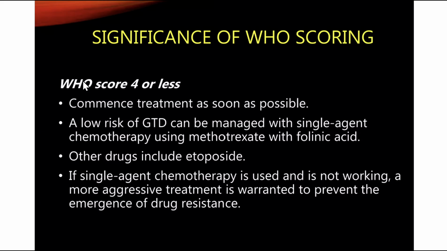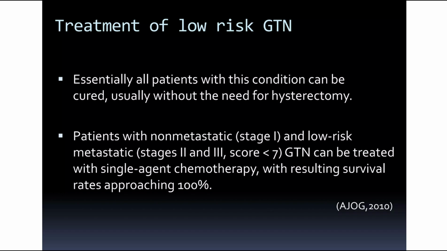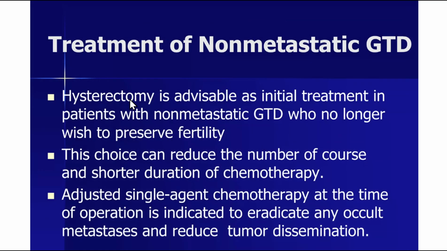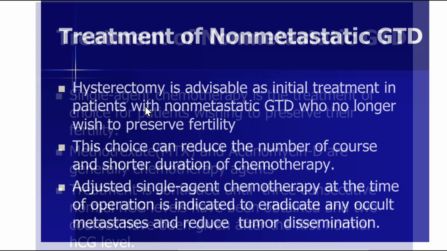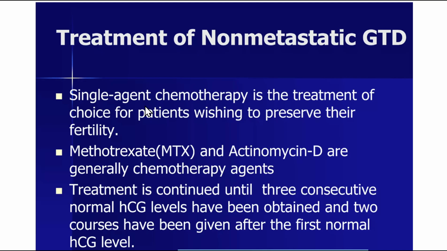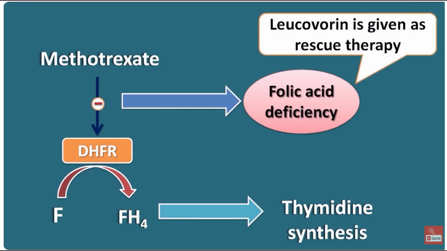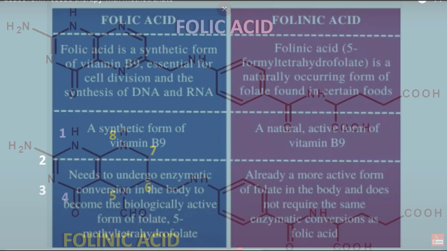If the WHO score is less than 4, it's low risk GTN, 4 to 7 is intermediate, and greater than 7 is high risk. If they don't need pregnancy, then you can do hysterectomy. Otherwise, you can continue with methotrexate and actinomycin. They are single agent chemotherapies.